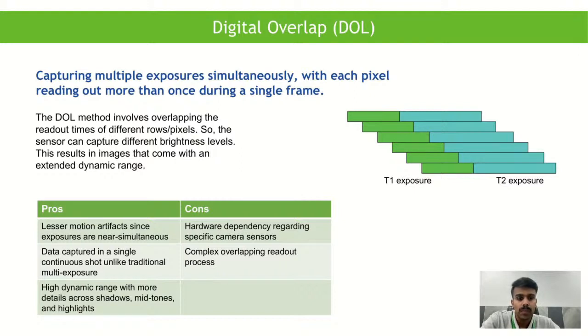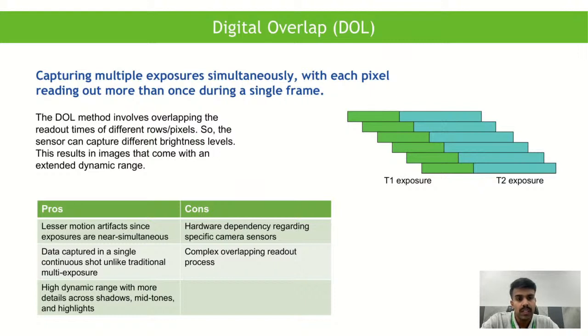So in digital overlap, this is a method that was provided by Sony. Some of the Sony sensors support digital overlap HDR. What happens here is multiple lines of the camera will be exposed at different times. Rather than providing a T1 exposure frame completely and then going for a T2 exposure, the camera starts exposing the image with T1 exposure first, and then you get a T2 exposure.